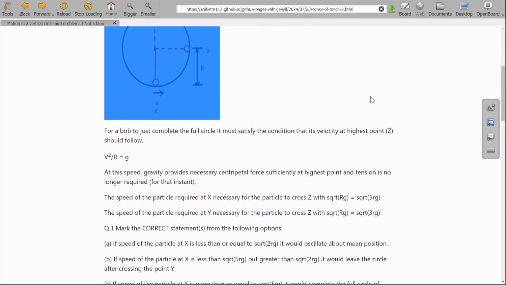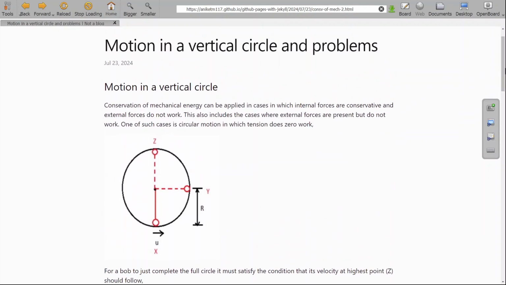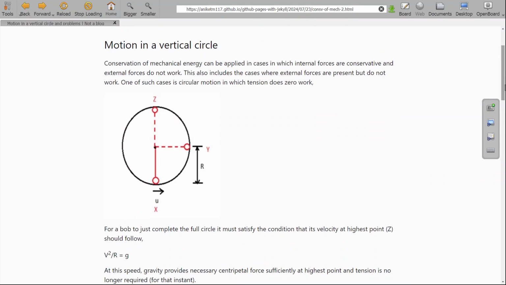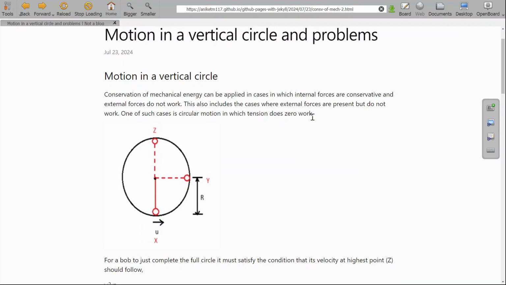we want to learn what is motion in a vertical circle. Motion in a vertical circle is a very common problem. Again, it's a special case: when a particle is connected to a string and whirled in a circle, what are the forces acting on the particle and how is it special? There is the tension force and the gravitational force acting on it. Only two forces act, but the tension is always perpendicular to the motion of the particle.